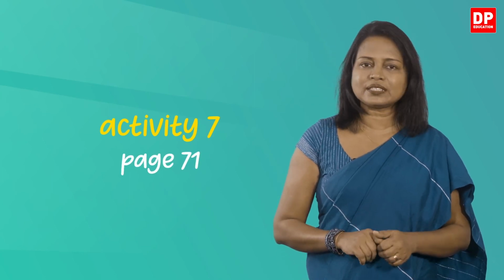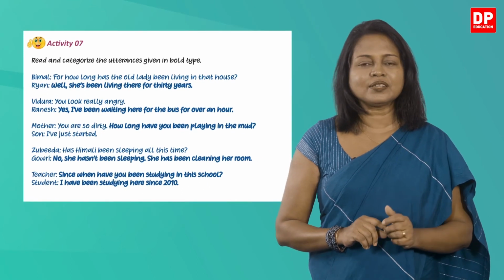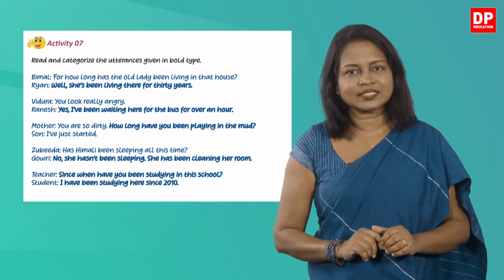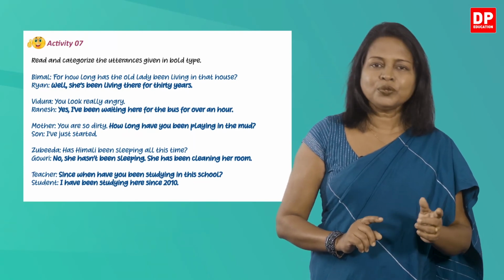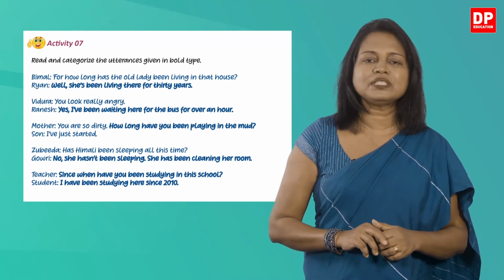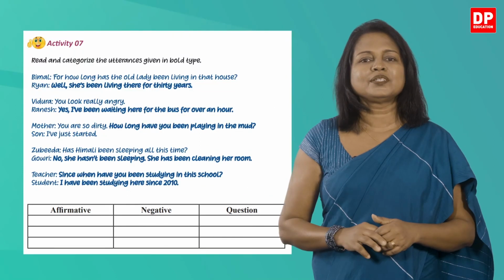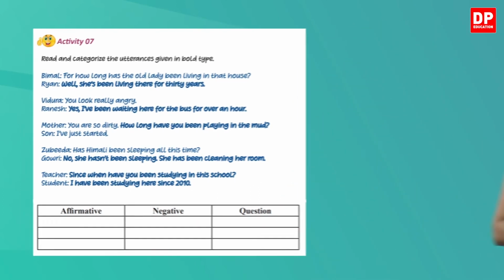Children, here's an activity for you to become more familiar with present continuous tense. This is activity 7 on page 71 of your textbook. Here you have 5 short dialogues. In each dialogue, there are highlighted utterances. You have to categorize these utterances as affirmative, negative, and questions. I hope you know what affirmative means. It means positive. Okay, children, you can use this table to categorize the utterances. You can pause the video and do it now.